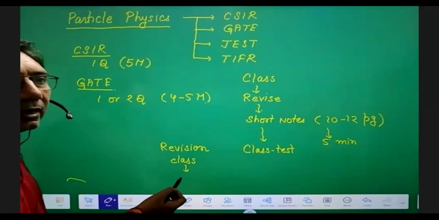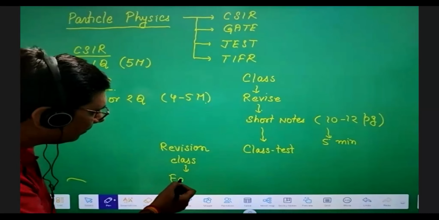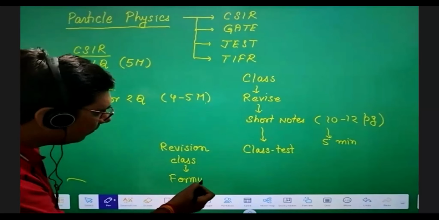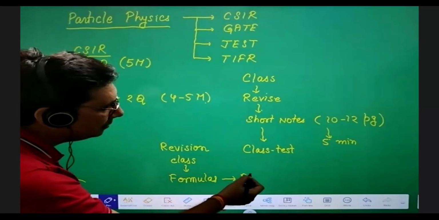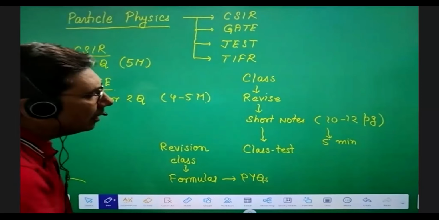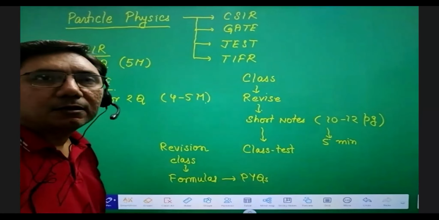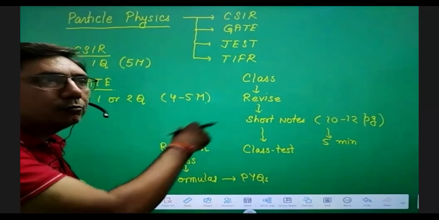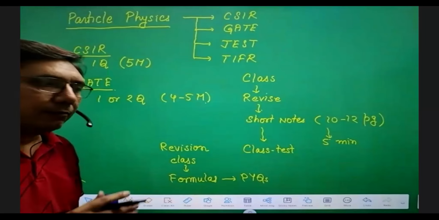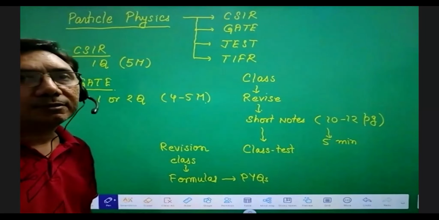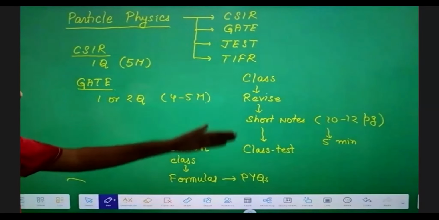So here in the revision class, I am not going to discuss the theory. What I will do, I will revise only formulas, and most of the questions which are asked in previous year questions. I will also try to cover those questions here, and again there will be a revision. So it is bound, 2 times you are going to do most of the questions of this particle physics with me here. And if you revise it 3 more times, then automatically you can solve any of the questions. So this is the way you are going to study.